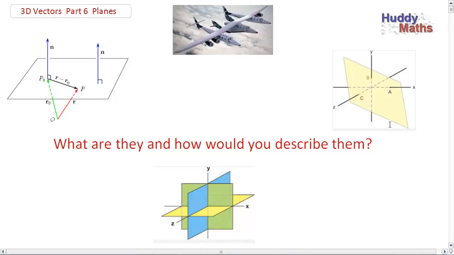Hey, welcome to the next part of the journey with vectors and looking at geometry with vectors. We're going to talk about planes, and here's the question: planes, what are they and how would you describe them?